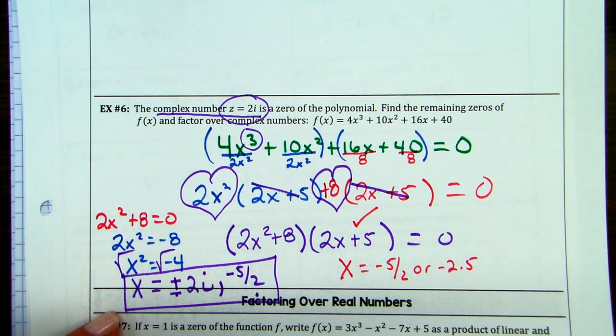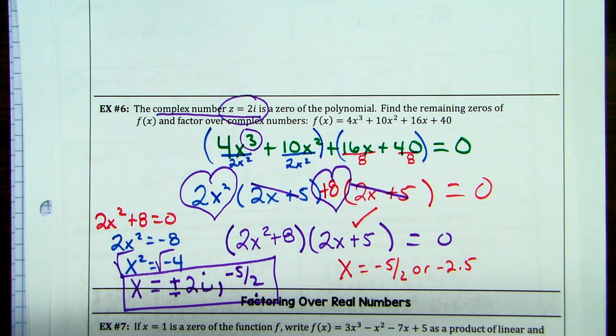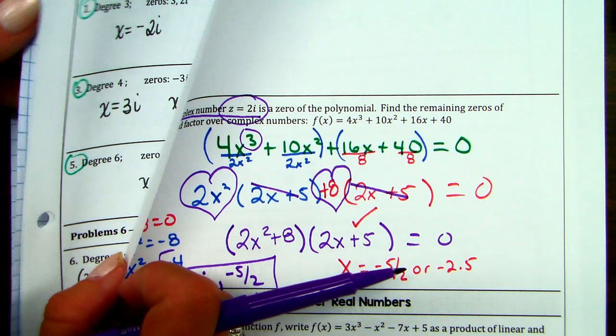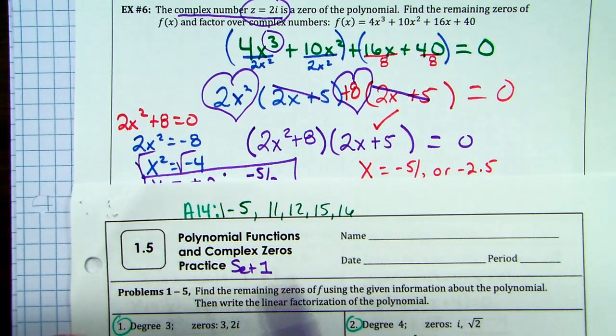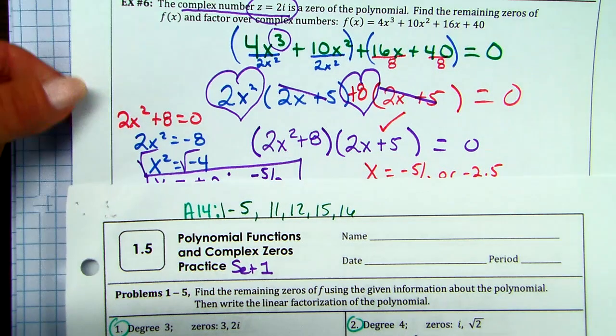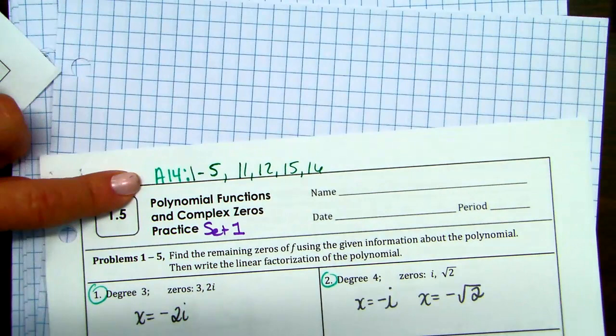Any questions? All right, so find practice set 1. Find it in all your paper. A14, 1 through 5, 11, 12, 15, 16. And guys, 1 through 5 is just knowing the degree. What are the rest of the zeros? Your conjugates. I's travel in pairs, radicals travel in pairs. So 1 through 5 should go back pretty fast. Does everybody have the assignment written down? Good.